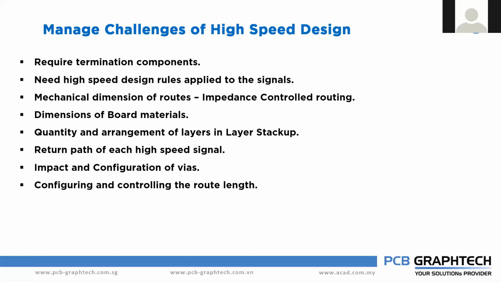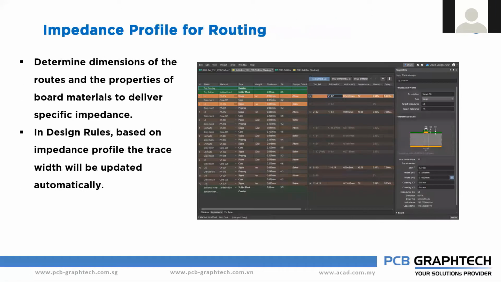So we will go into detail about it. First, let me go to the impedance profile. The impedance profile can be generated inside your layer stack manager. In your layer stack manager, you will see that below there is an impedance option. Once you click, you can generate your own impedance profile. You can generate this impedance profile for single-ended nets or differential pair nets, or for a coplanar transmission line. Once you give your impedance, based on that, it will determine the trace width of the net.